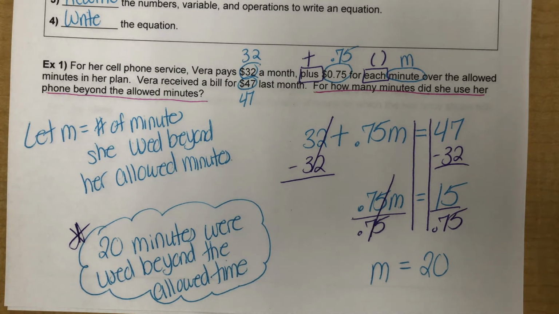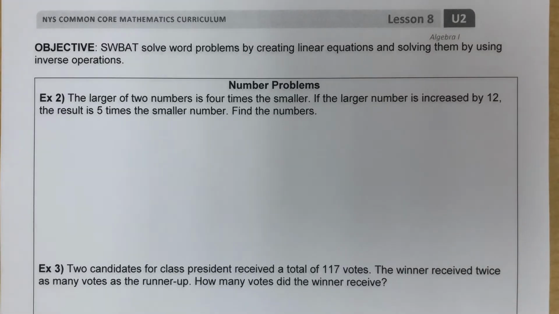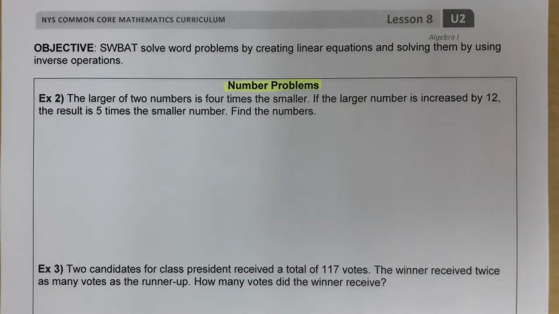All right, let's look at the second page. As we look here at examples 2, 3 and 4, all of these questions are number problems. These are very challenging, so we're going to go through step by step how you can easily break them down. As I read example 2, it says the larger of two numbers is 4 times the smaller. If the larger number is increased by 12, the result is 5 times the smaller number. Find the numbers. As I'm reading through this question, it might take 2 or 3 reads to really understand what it's asking for.